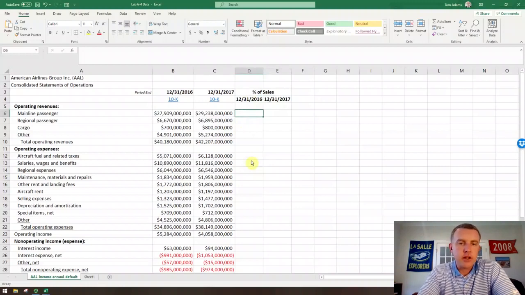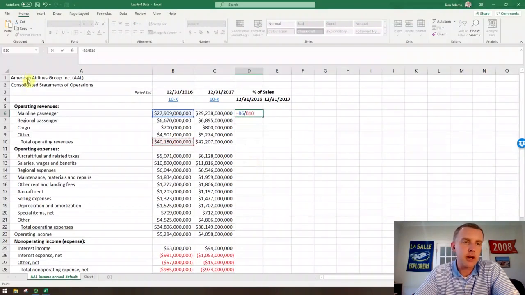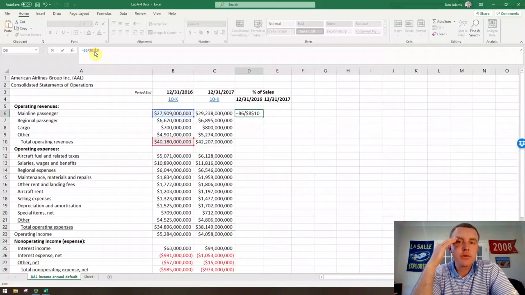And we're going to do our calculations. So for 2016, we're going to take this amount and divide it by total operating revenue. We're looking at American Airlines Group here for 2016 and 2017. We're going to want to copy this formula, so we're going to put absolute references in for total revenue. But we have to be careful here because I want to copy this both to the rows below in column D, but also over into column E. So I don't want an absolute reference on the column, only on the row.